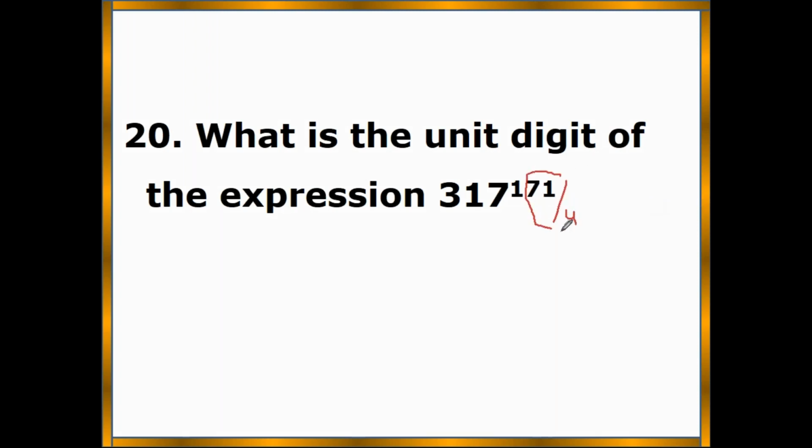So the last two digits 71 is divided by 4. 4 17s are 68. 3 is the remainder. Nothing but the power 171 is replaced with the remainder 3. So 7 power 3 is 3. That is the correct answer.